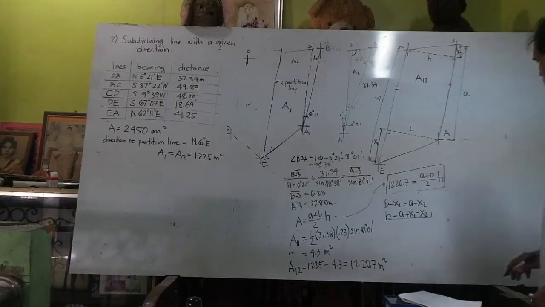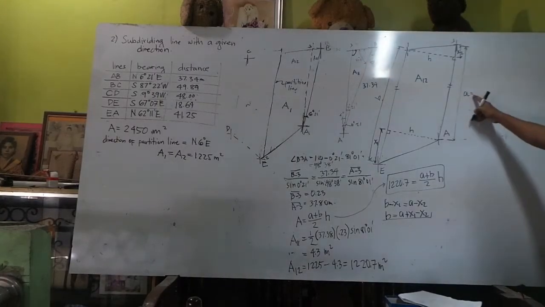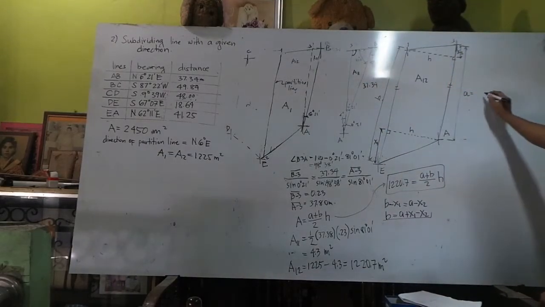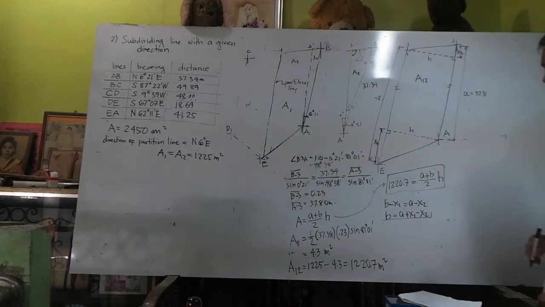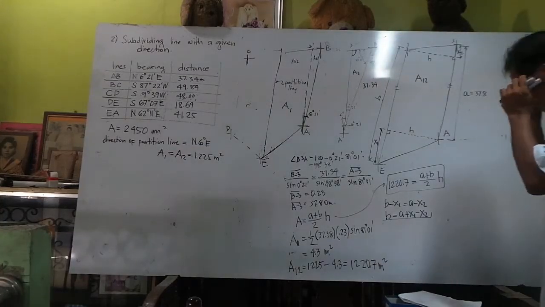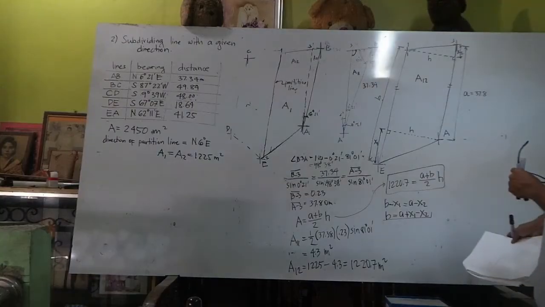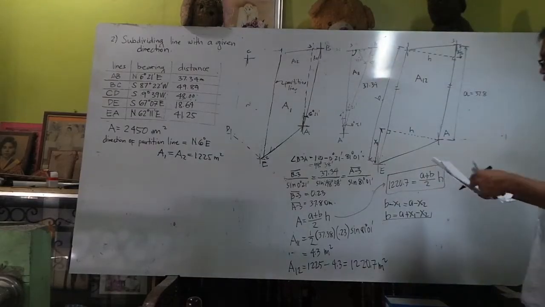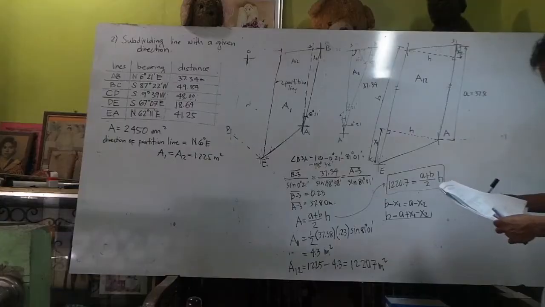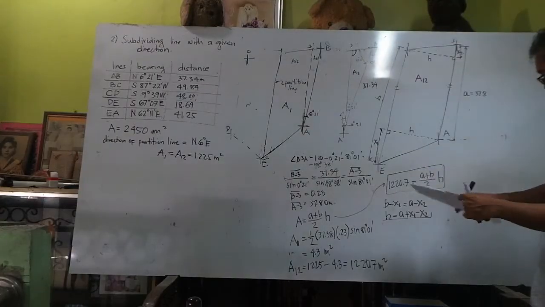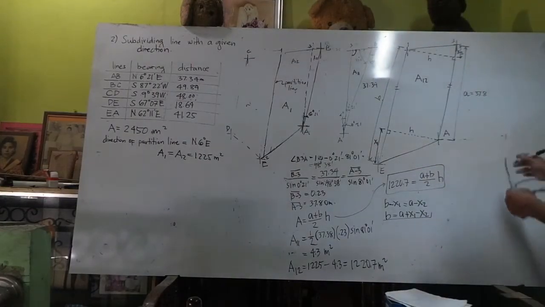So let's give a value to A. This A is this distance, the 3/8, which is equivalent to 37.8. So we have the value of A.